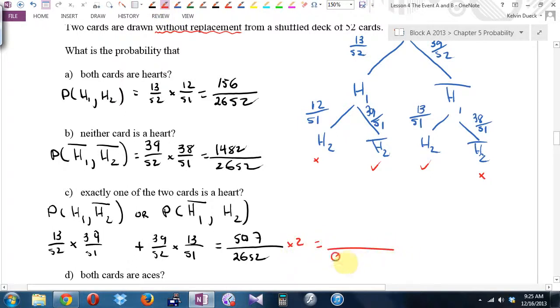So the bottom is still going to be 2652, but the top is going to be 1014, 507 times 2. That won't always happen, but that'll happen fairly often if you're going all the way to the bottom of a tree and you're taking branches that are opposites of each other. And these were two branches that were opposites of each other. It was yes, no, and then no, yes. I can't say that's a rule or anything, but if you spot it, Rosanna, sure, feel free. Good shortcut.